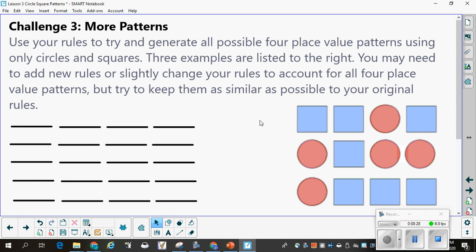I want you to use your rules to try and generate all possible 4-place value patterns using only circles and squares. 3 examples are listed to the bottom right here. You may need to add new rules or slightly change your rules to account for all 4-place value patterns, but try to keep them as similar as possible to your original. So whatever your original rules were, try to go with that. And again, these, by the way, over here are not in any particular order. Okay? These are just, I've got 4 places and I've either got a circle or a square in each spot.